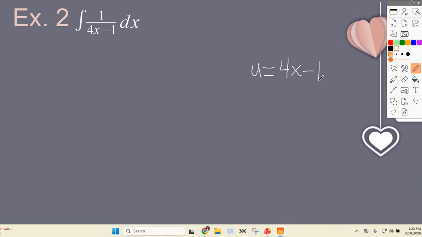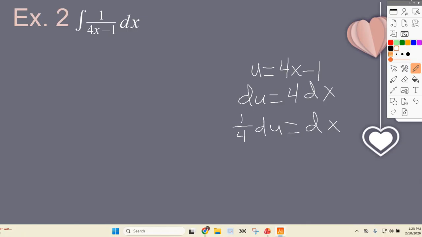So then remember that we also have to now change our dx into terms of u. So I'm going to take the derivative of both sides. So I get 4 dx. Do I have an extra 4 in my equation? No. So what do we got to do? Divide by 4. Easy enough. So this one's very similar to the one that we did in last section.